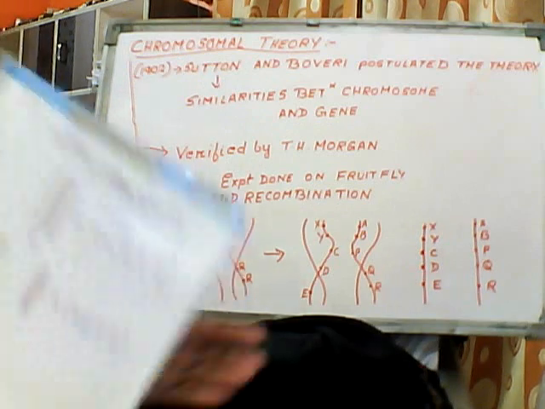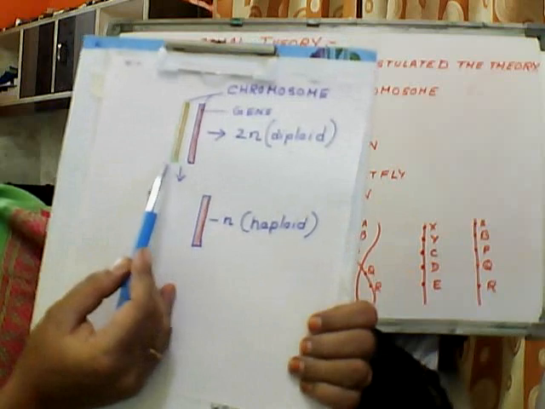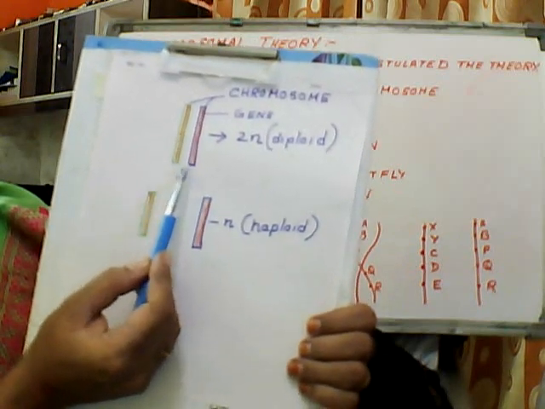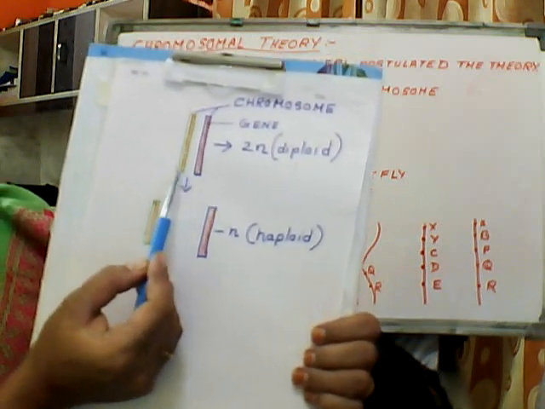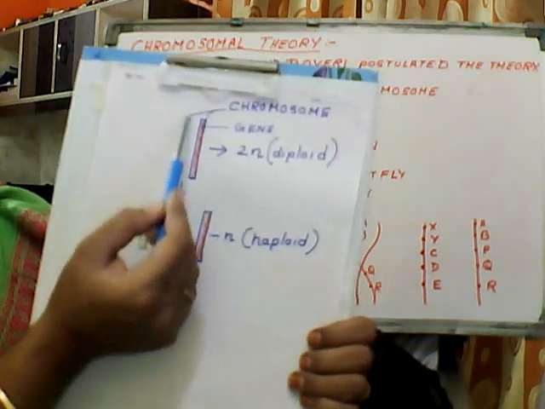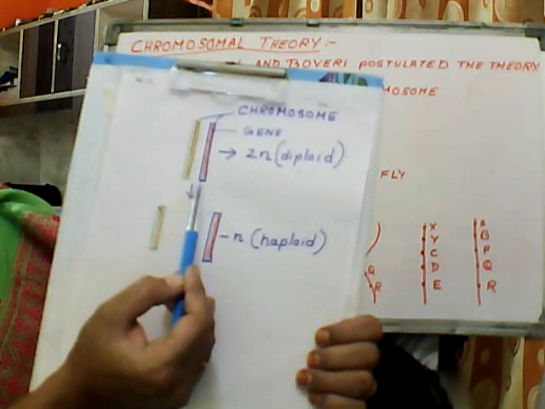Now for that, here also I have shown you something just to explain. Here see, I have shown two straight lines, one with green color, the other with blue color. So in a particular individual, when it is in diploid form, the individual will have paired chromosomes. Here I have taken just one pair of chromosomes.